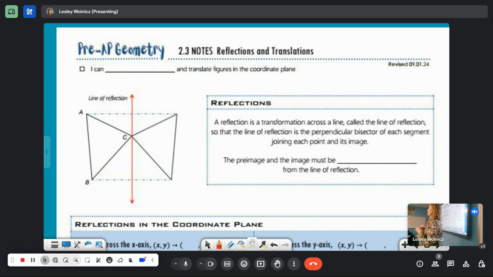So now we're going to be doing those same things, but we are going to have a coordinate grid. So we are going to start off with reflecting.